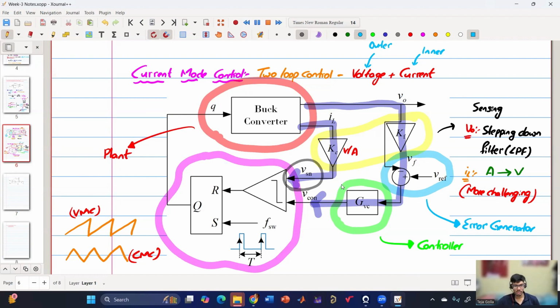So is this clear? Am I able to convince you or make you understand the architecture, or are you a little bit confused? If you have any questions, you can ask. We can spend time here and then move to the modulation techniques. Is this clear? Or do you have any doubts in any of these control techniques?